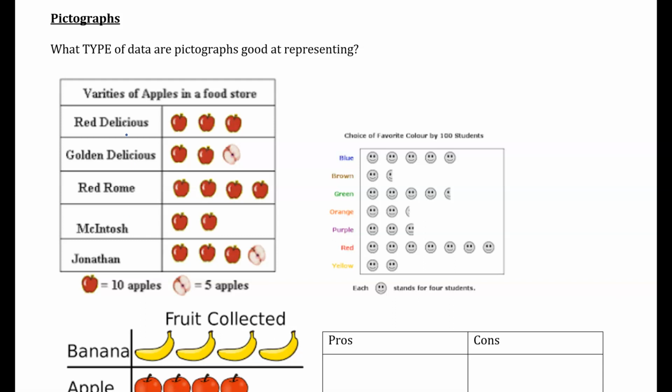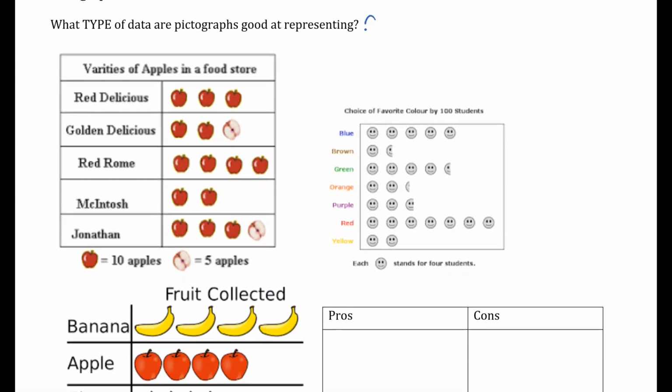So this first one, we have different types of apples. So that would be categorical data, or qualitative. And then we've got different types of colors, so favorite colors for students. And then we've also got this one with collecting fruit down here. So all of these are categorical data, which is also qualitative.